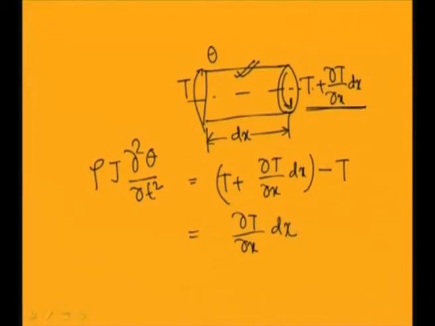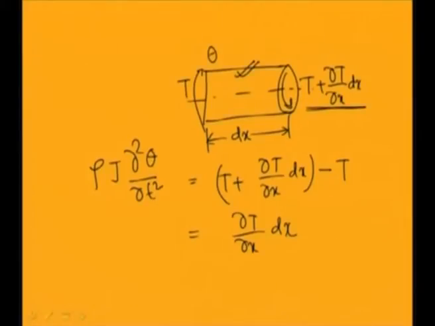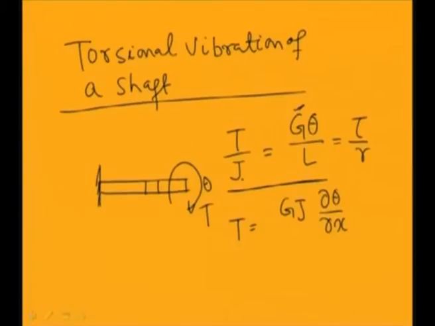But we already know that T can be written from the previous relation. For an elemental length dx, T can be written as G J del theta by del x, where del theta is the deformation or change in theta. So, for this elemental length, T will be equal to G J del theta by del x.